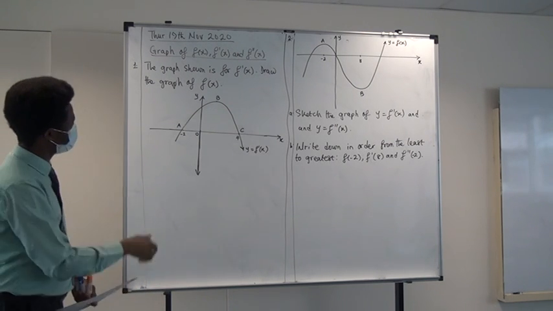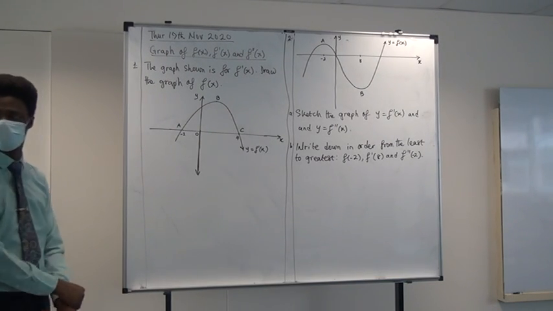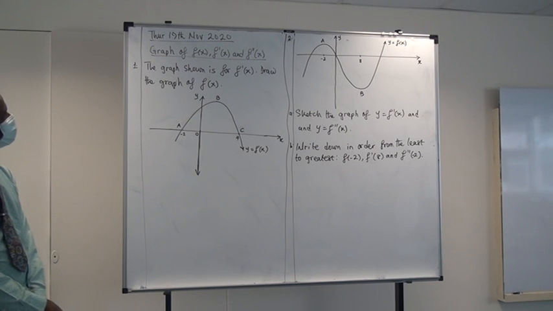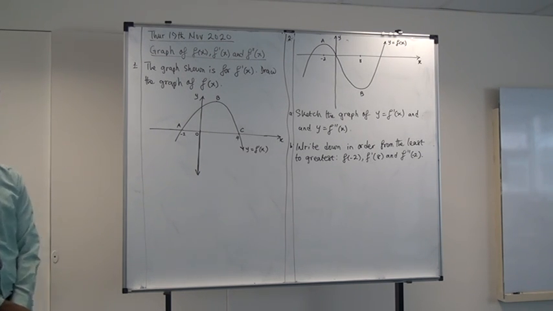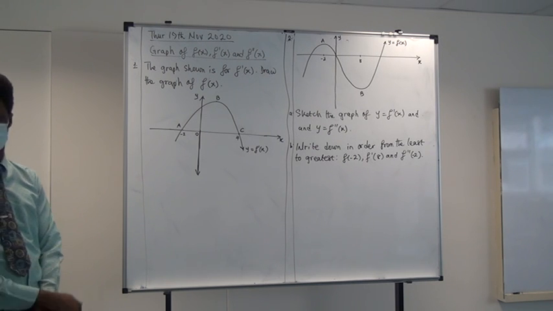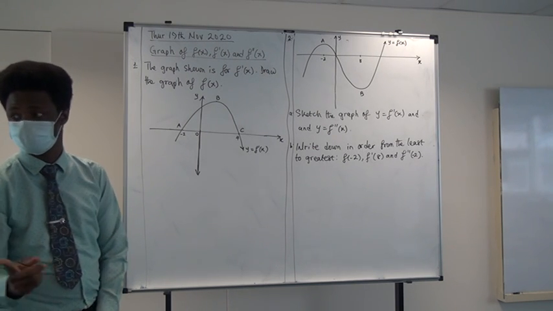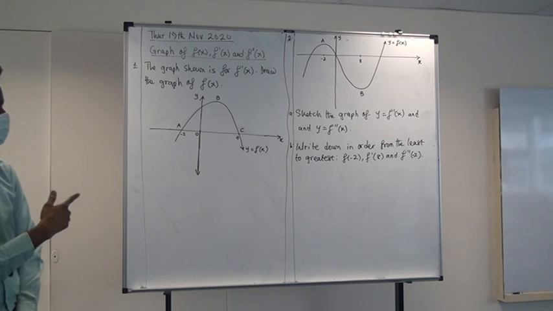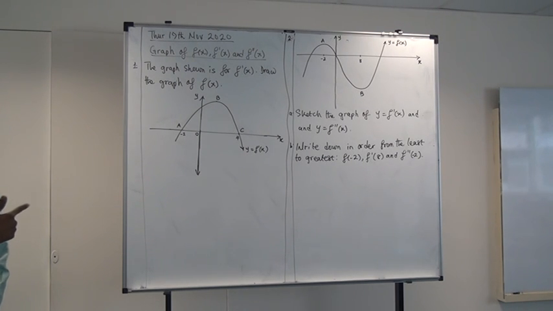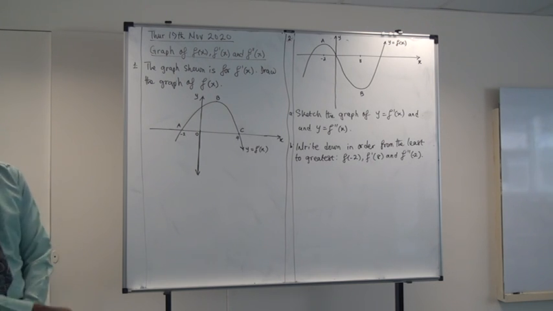So this graph is for the gradient. We want to try to draw the function that led to this gradient. Clearly, this is a parabola, right? So the gradient function is what? This is the gradient function, so that's a quadratic, right? So what can you say about the function itself? Cubic. It could be cubic.